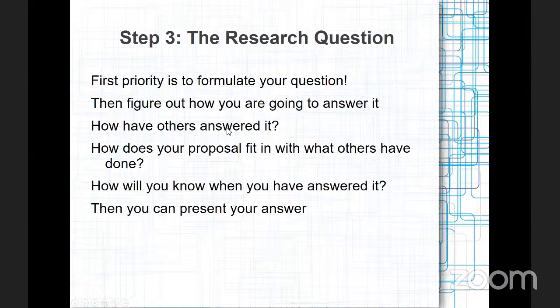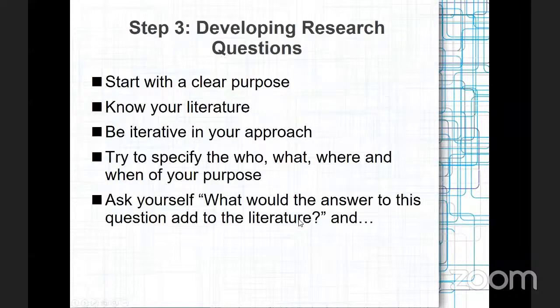It's not cheating to replicate somebody else's study. So you look at what other people have done to see, do you want to do that as well? You want to ask yourself, how does your proposal fit with what others have done? How do you know when you have answered the question? That's called the methods. I'll say it again. Then you present your answer both orally and in writing. And so to develop a research question, you're going to have a clear purpose.